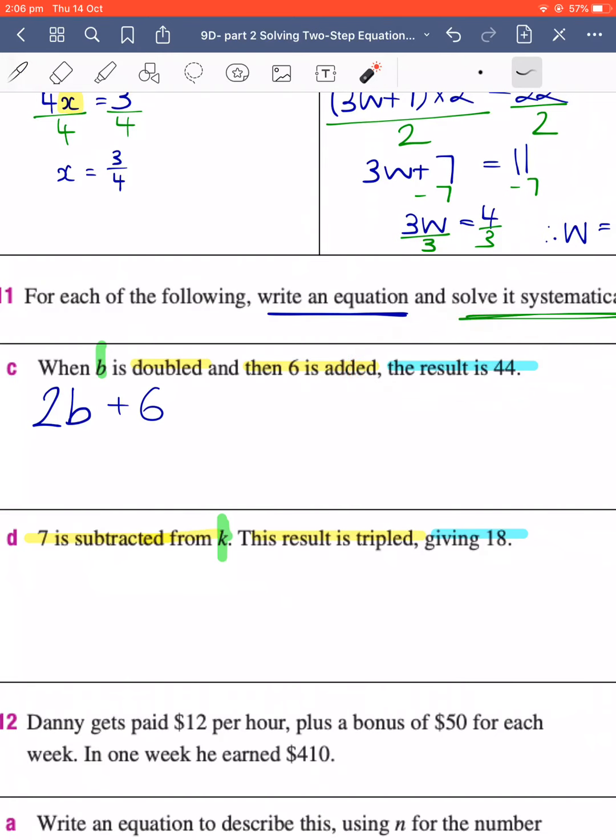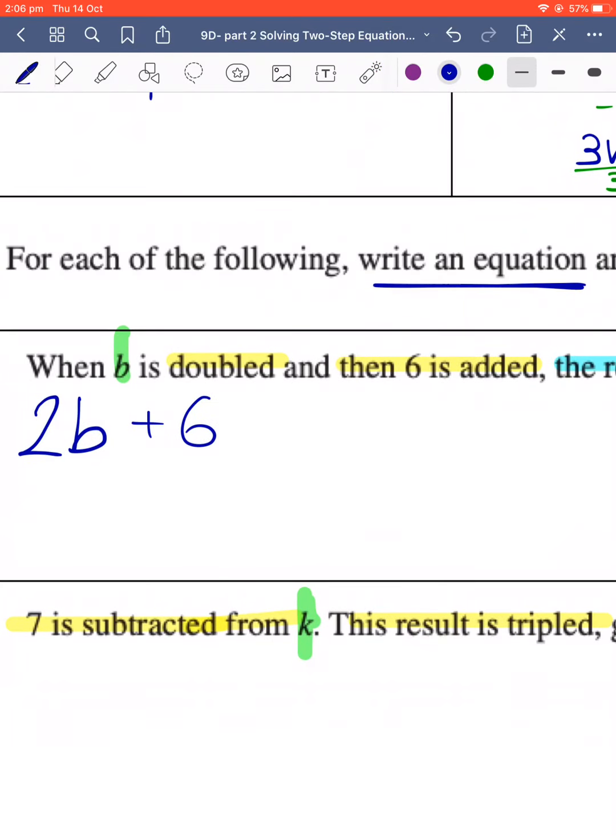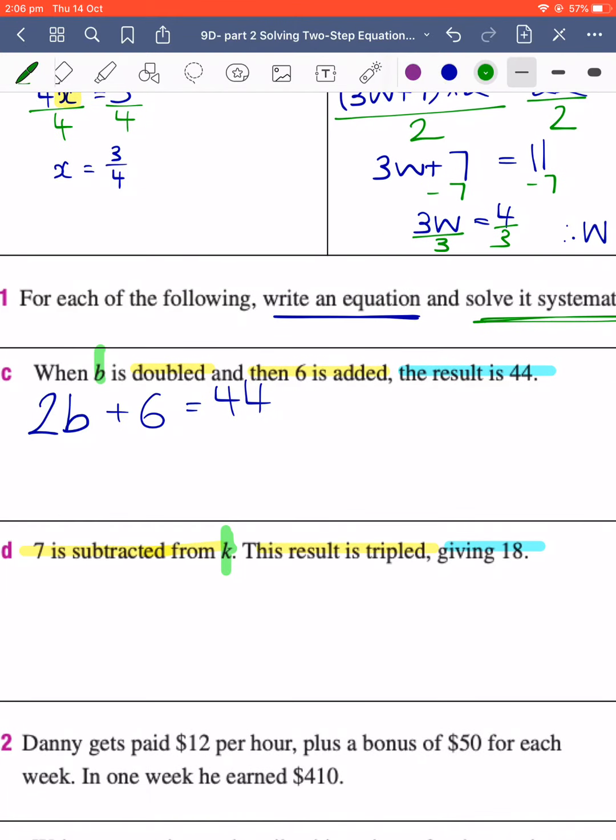The result is 44. So that part that says result actually means equals. So the result is 44. So that was part 1. Now, let's actually solve this.